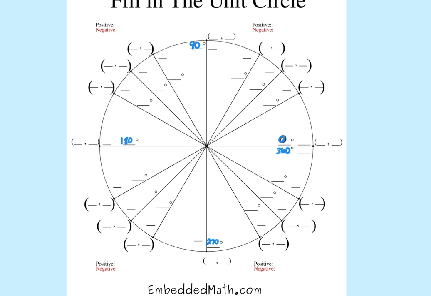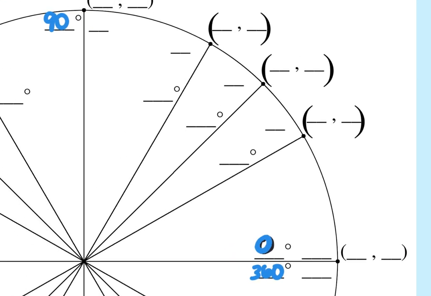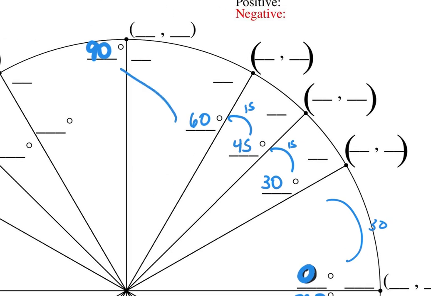Now the pattern in between, the pattern for each one is 30, 15, 15, 30. It literally repeats that pattern every single section around. So in my first quadrant, I add 30 and I get 30 degrees. Then I add 15 and I get 45 degrees. Then I add 15 and I get 60 degrees. And then I add 30 and it should bring me to the 90 that's already there. So 30, 15, 15, 30.